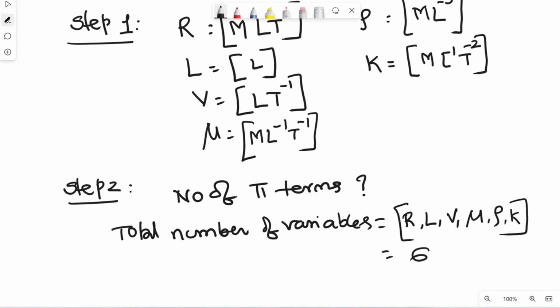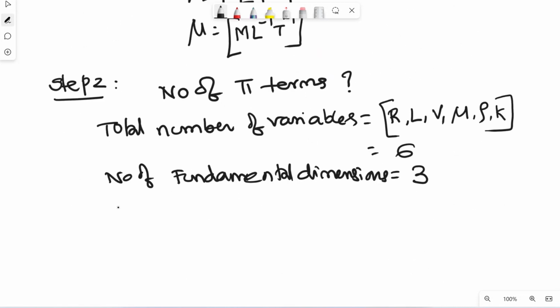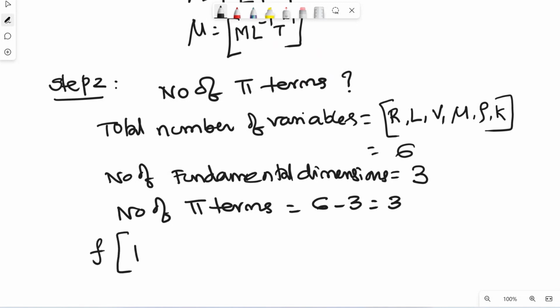And number of dimensions are how many? Number of fundamental dimensions, how many actually we have? Mass, length and time, 3. So how many pi terms will be there? According to Buckingham pi theorem, the number of pi terms is equal to 6 minus 3, which is 3. So the equation can be expressed actually as f of pi 1, pi 2, pi 3 is equal to 0. Right, this is step 2 over.